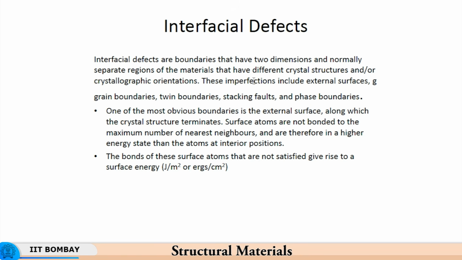Those surface atoms whose bonds are not satisfied give rise to a surface energy, as it is called. So there is a surface energy associated with the formation of these new surfaces, which are interfaces between the chunk of metal and the environment. So the surface energy is associated with the unsatisfied bonds which are present in the material.